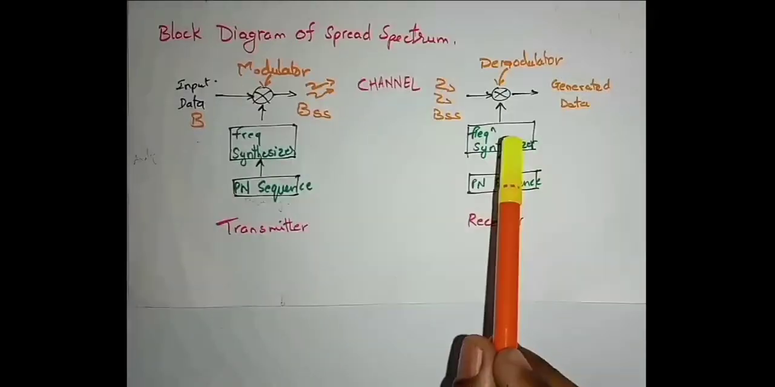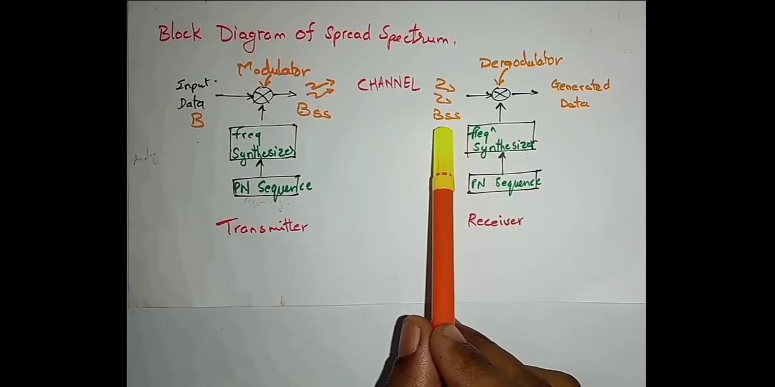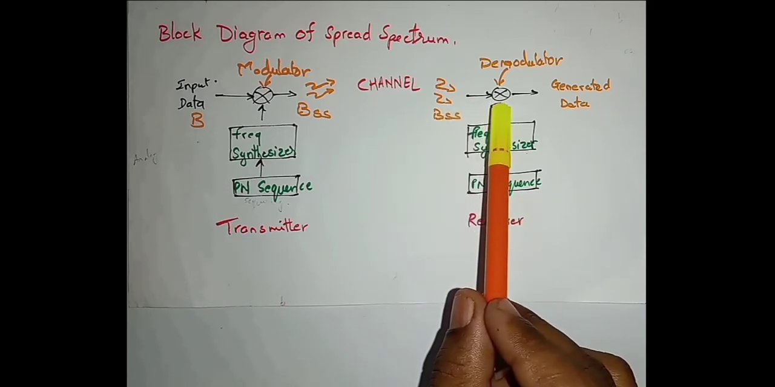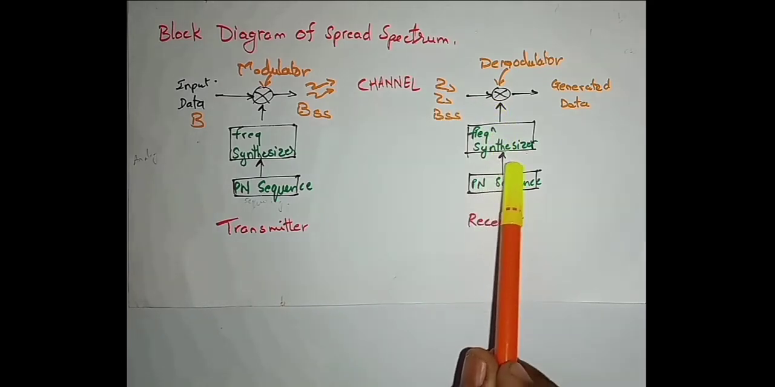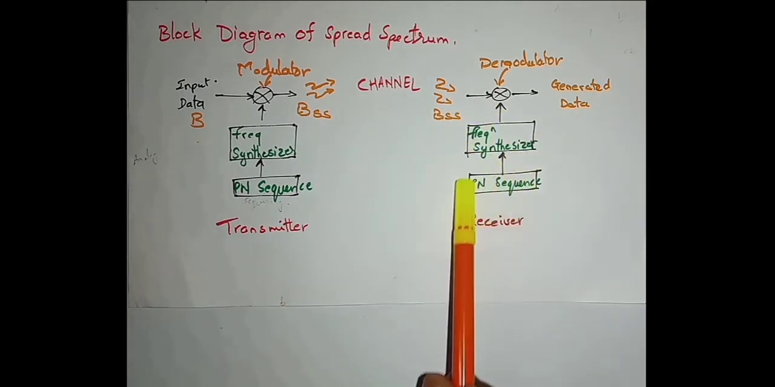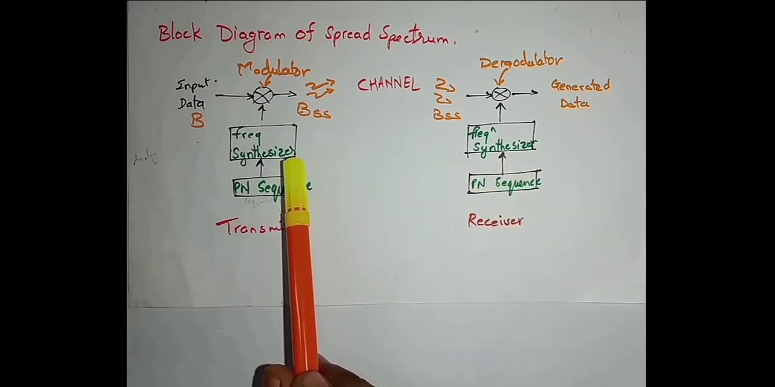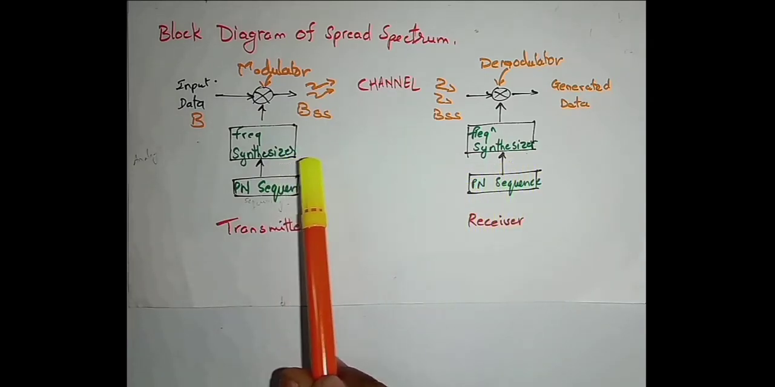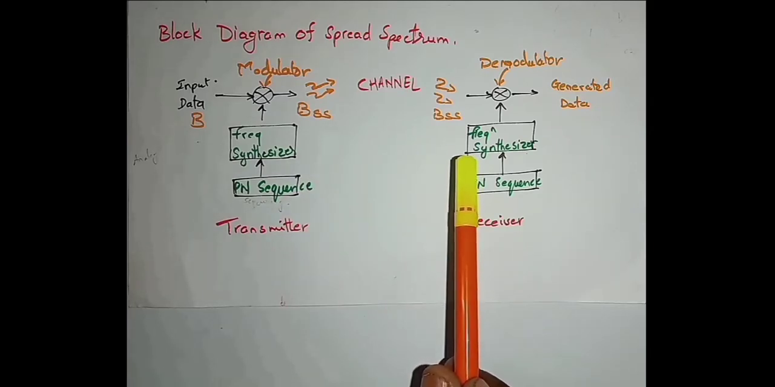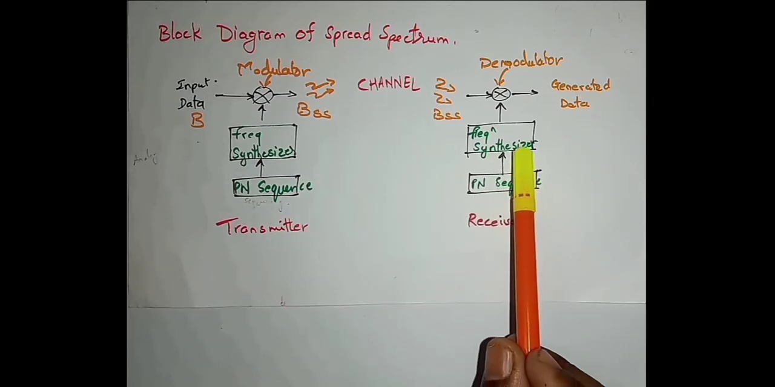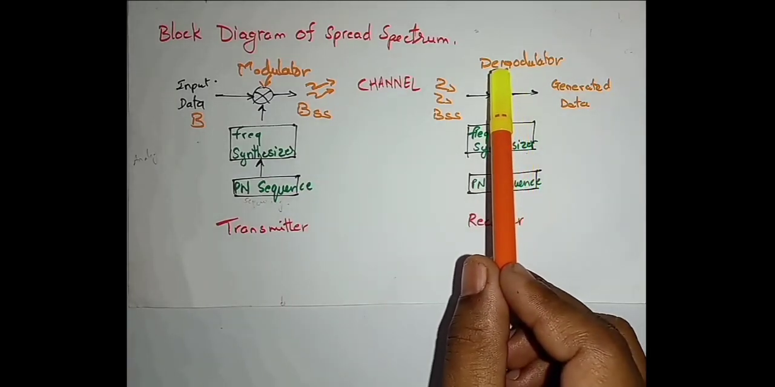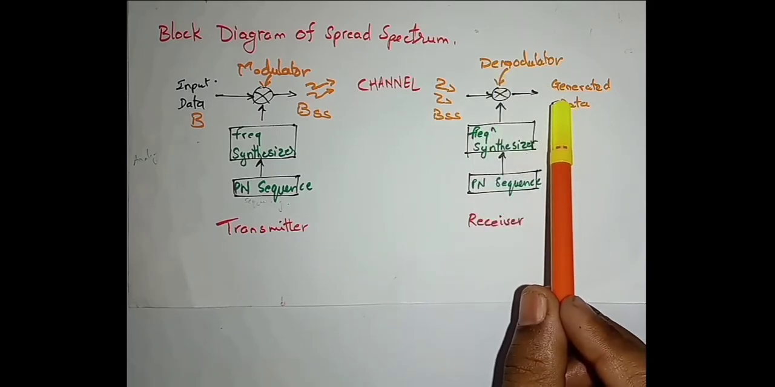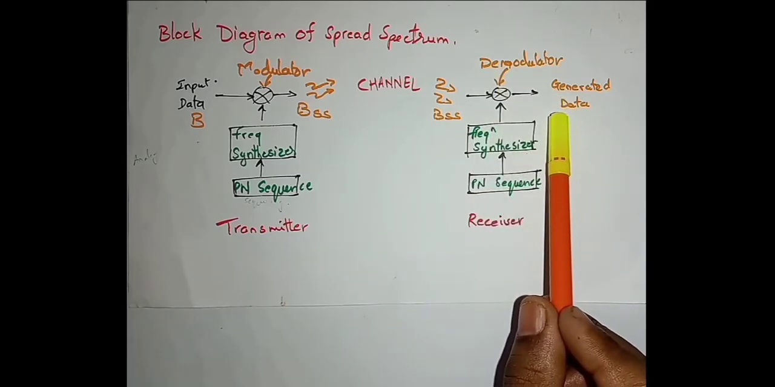When the receiver receives this spread signal, it is given to the demodulator, which has a frequency synthesizer as well as a PN sequence generator, the same as at the transmitter, so that it is easy for the demodulator to generate the input data.